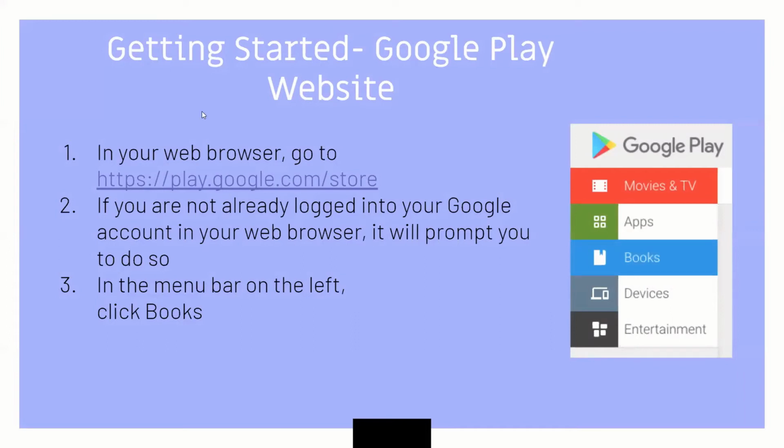So now we'll just go over getting started on the Google Play website. So in your browser, you would go to www.play.google.com/store. If you're not already logged into your Google account in your web browser, it would prompt you to do so. As well as if you don't have a Google account yet, that would be where you could sign up for one. And then in the menu bar on the left, you would select books. So on our right-hand side, it's just showing what we would see if we were on the website. On the left-hand side of the website, we would go all the way down to books. And we'll go over this in the live demo as well.